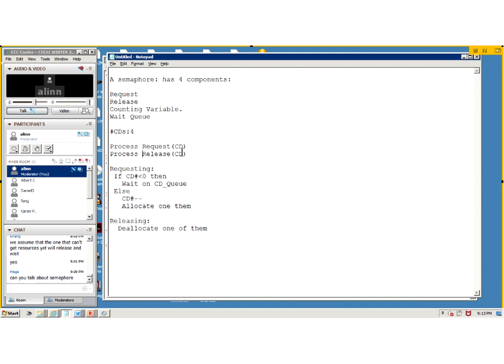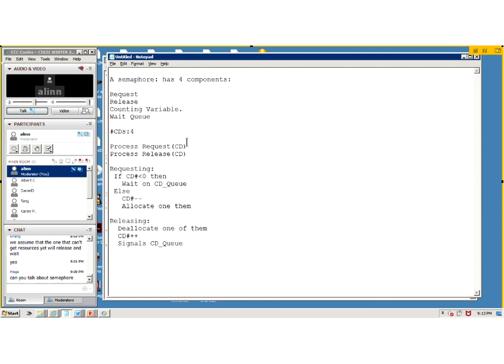Request what? Well, request a CD. Release a CD. So each of these is part of the semaphore. Releasing deallocates one of them. Okay, that's part of it. The one that's coming in, this CD guy, is going to increment the number of CDs. And the most important thing is it signals the CD queue.